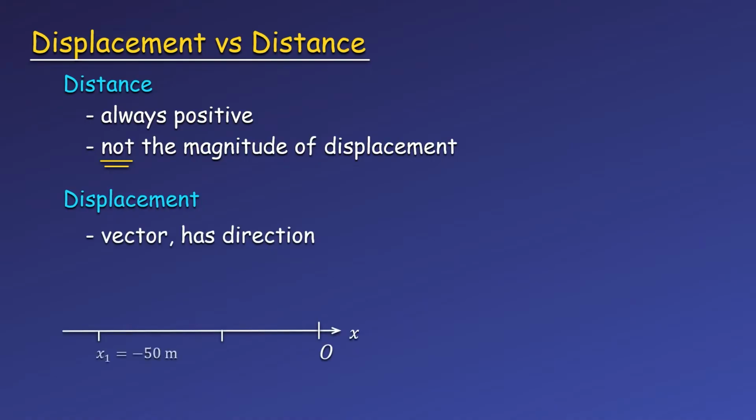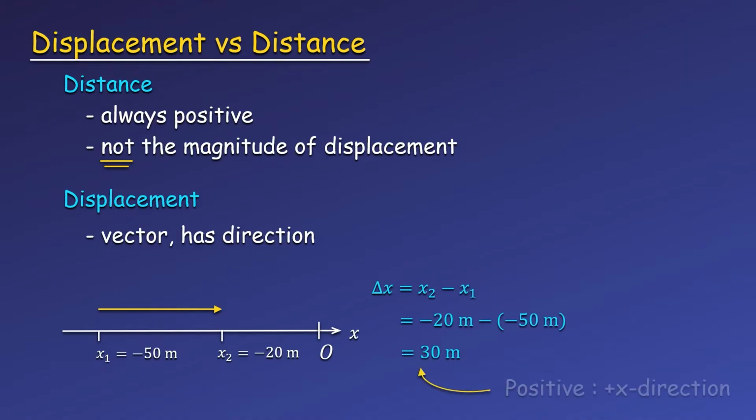For example, if an object starts at minus 50 meters, just meaning it is 50 meters to the left of the origin, and then it ends up at minus 20 meters, the displacement is negative 20 minus a negative 50, and this gives us a positive 30 meters. The positive 30 represents the fact that the object moved to the right an amount of 30 meters. It is positive despite both the individual positions being negative.